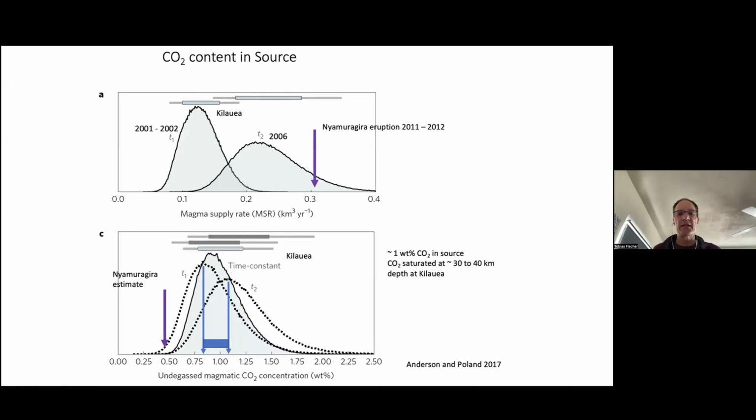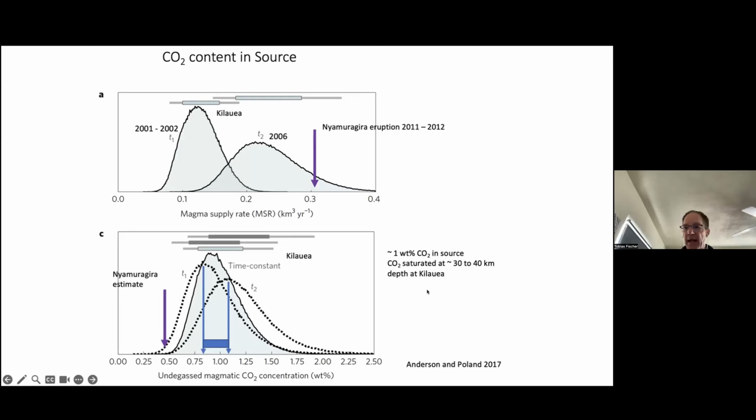This method is very commonly used in volcanology and volcano science. For example, there was a very nice paper by Anderson and Poland a few years back where they did the same thing for Kilauea. What they did for Kilauea is a bit more sophisticated, but essentially they're also using a Kilauea CO2 flux, and then they model the magma supply rate to match that CO2 flux. In these graphs, they just use two different time periods for Kilauea eruption, 2001 and 2006. Then, if you have the magma supply rate, you can get the CO2 concentration in the source. For Kilauea, this would be about 1 weight% of CO2 in the source.